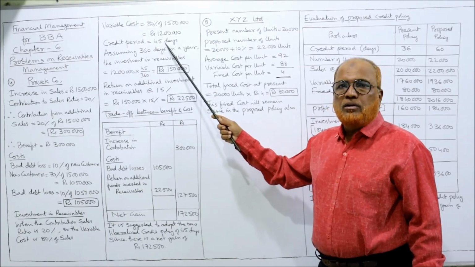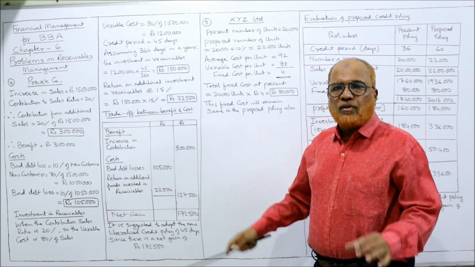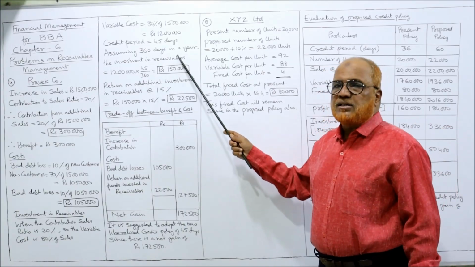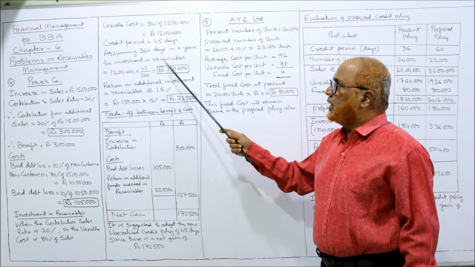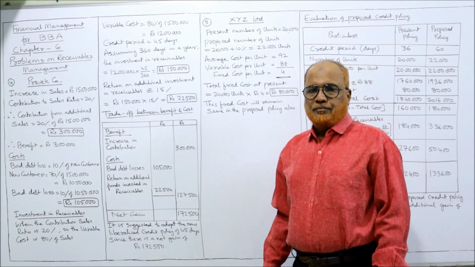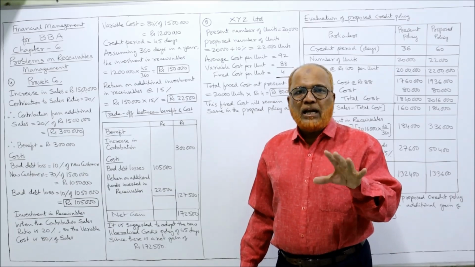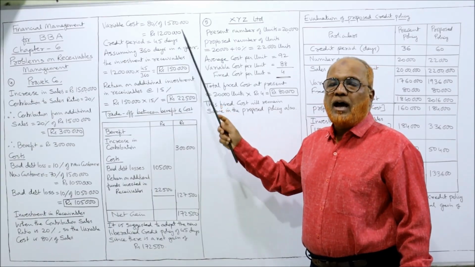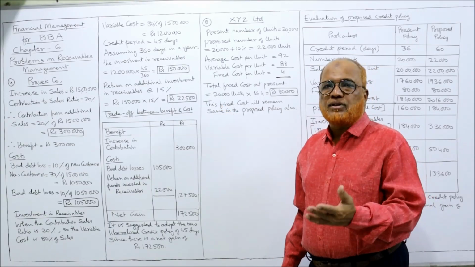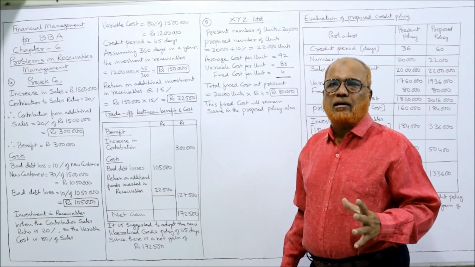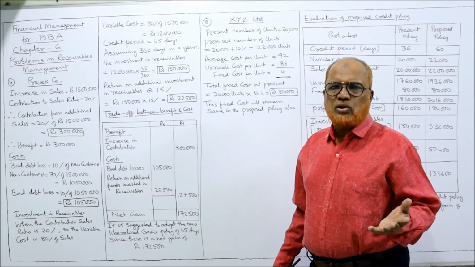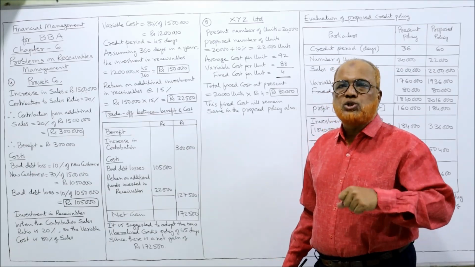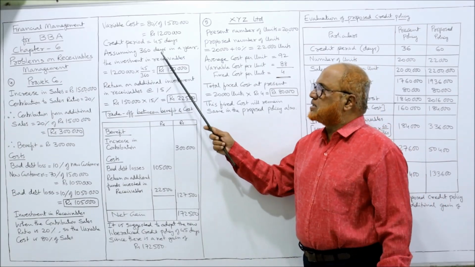The period of credit allowed is 45 days. That means for 45 days our money is blocked in receivables. So assuming 360 days in a year, we calculate the investment in receivables. The total variable cost for 1 year is 12 lakh. Here we assume 360 days for easy calculation. We can take 365 also, it doesn't matter, but if you take 360, we'll get a round figure. That's why we are assuming 360 days in a year.